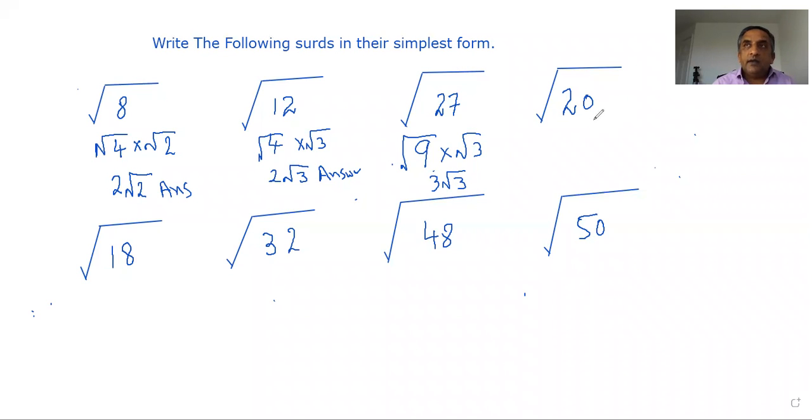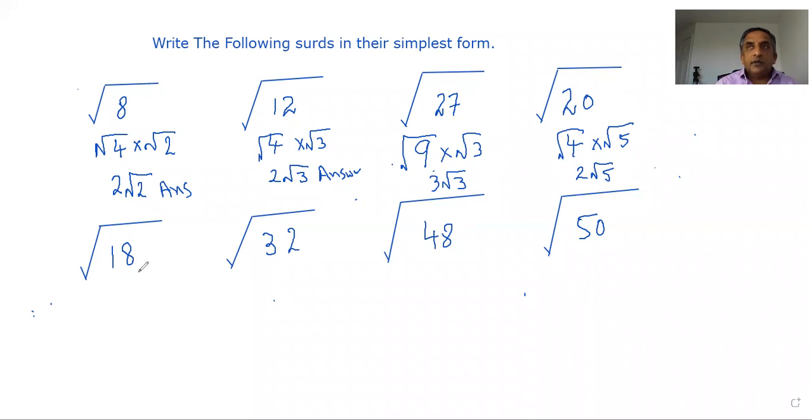Now the next one is the square root of 20. Square root of 20 means we can split it down into two parts: square root of 4 times square root of 5, because we know that 4 times 5 is 20. So square root of 4 is 2 and it's square root of 5, and that's it. And this is the answer.